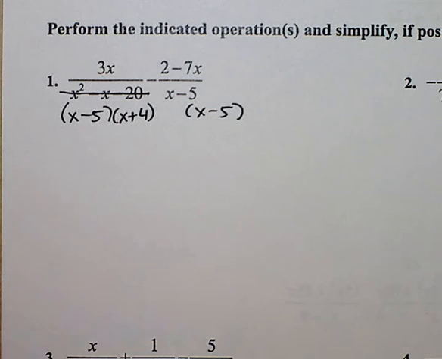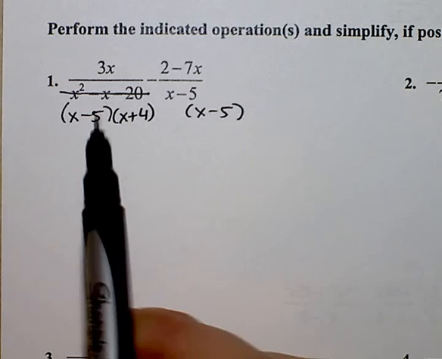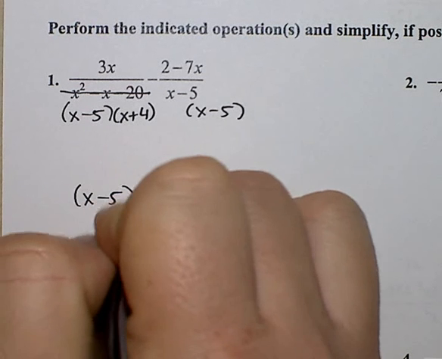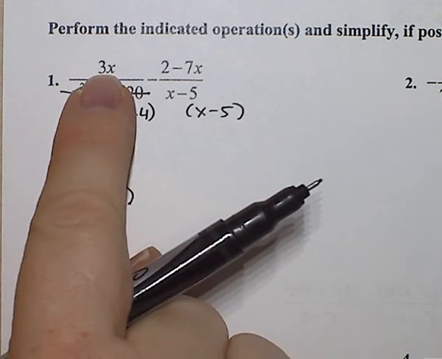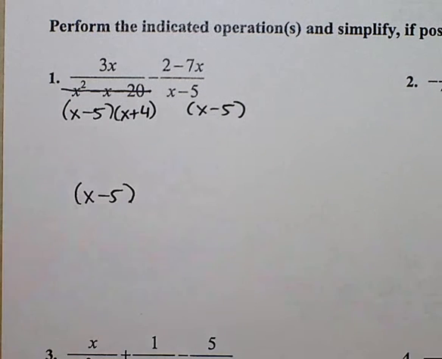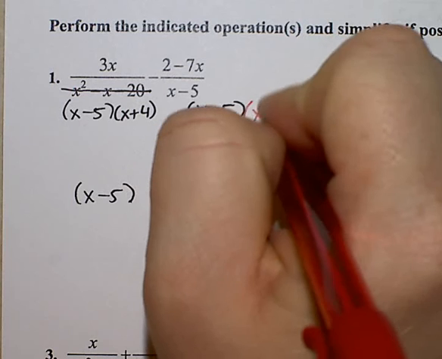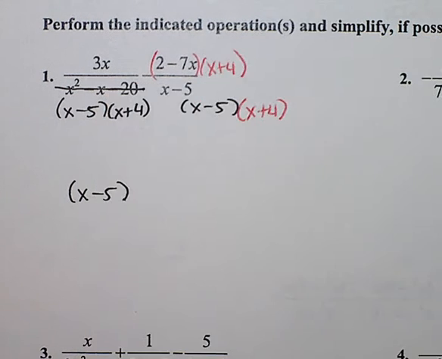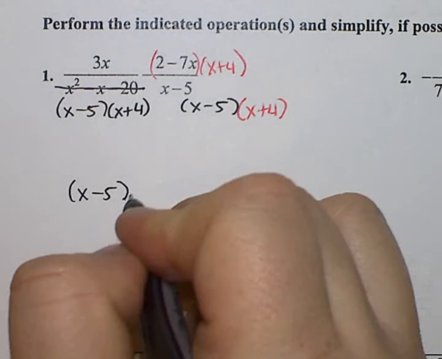So a common denominator would be, well, they both have an x minus 5. They both have 1 x minus 5. The left has an x minus 4. The right also needs an x minus 4. Remember, whatever you do to the bottom, you must also do to the top. Okay, now they both have an x minus 5 and an x plus 4.